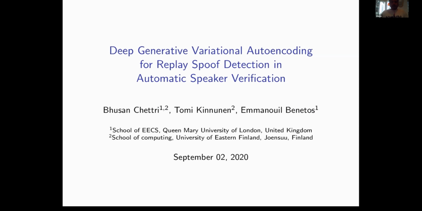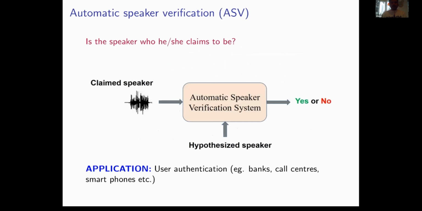Hello everyone. My name is Bhusan Chettri, and the title of my talk is deep generative variational autoencoding for replay spoof detection in automatic speaker verification. This is a recent work that we published in the CSL journal, and it's a joint work with Tomi Kinnunen and Emmanuel Vincent. To begin with, let me give you a brief background on automatic speaker verification, spoofing detection, and countermeasures for spoofing detection.